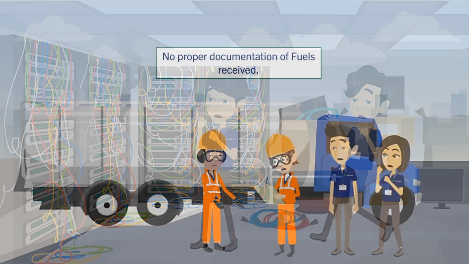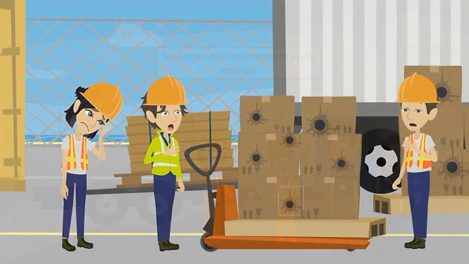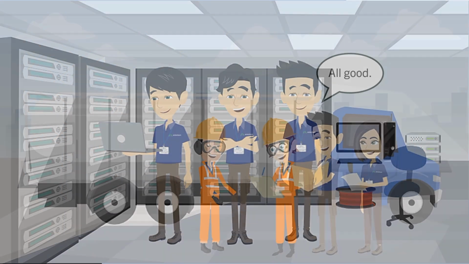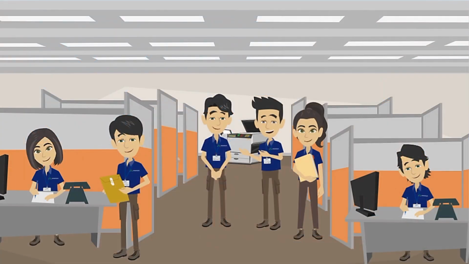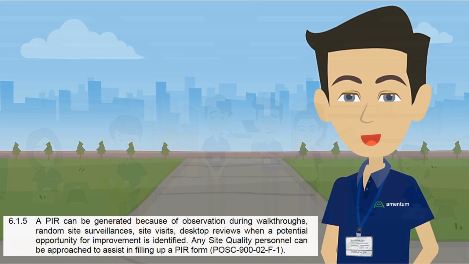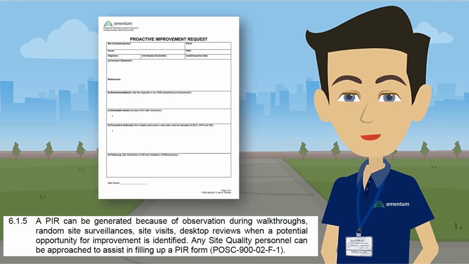Preventive action eliminates causes of potential non-conformities, addresses weaknesses, improves processes, and promotes risk-based thinking to all Amentum employees. A PIR can be generated as a result of observation during walkthroughs, random site surveillances, site visits, and desktop reviews when a potential opportunity for improvement is identified.